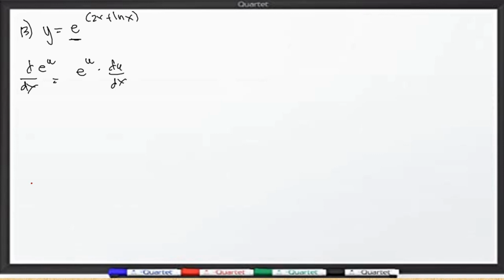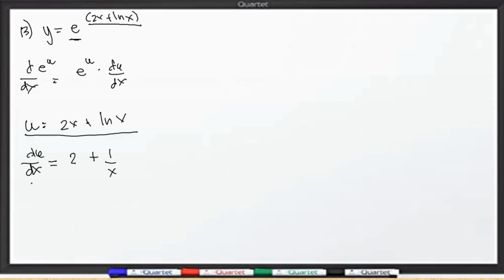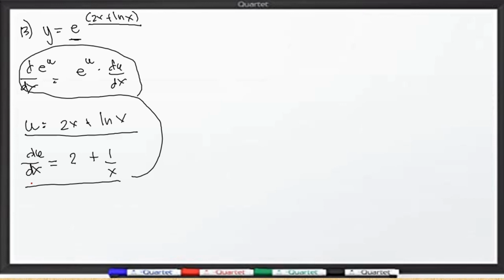So, ano po yung ating u? Ang ating u, in this case, is 2x plus ln of x. U is equal to 2x plus ln of x. Therefore, du over dx, or the derivative of u with respect to x, will be equal to 2 plus yung ln of x, 1 over x. Okay, we are ready now to substitute values. Meron na tayong u, meron na tayong du dx. Let us plug it into this equation to get y prime, no?